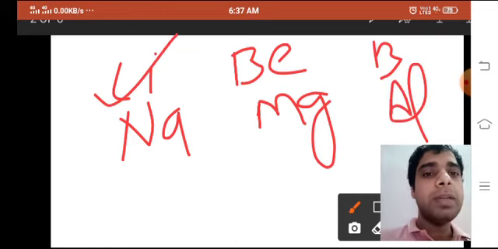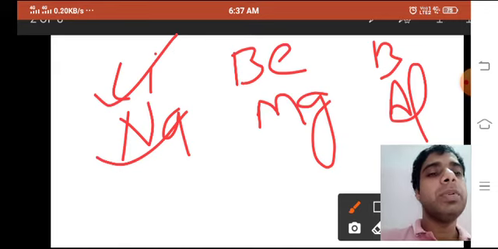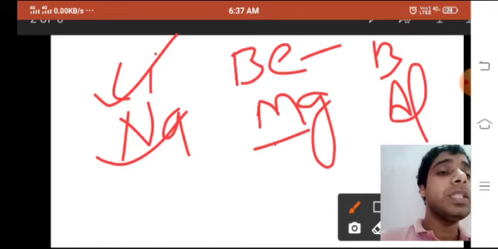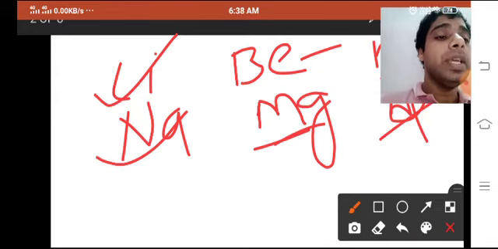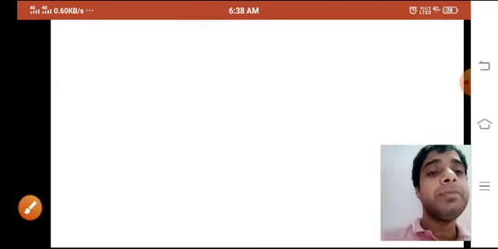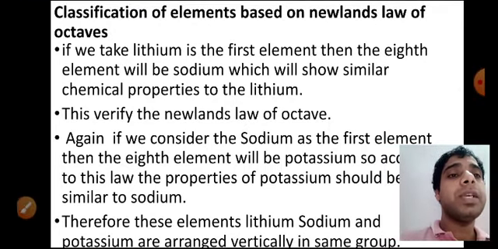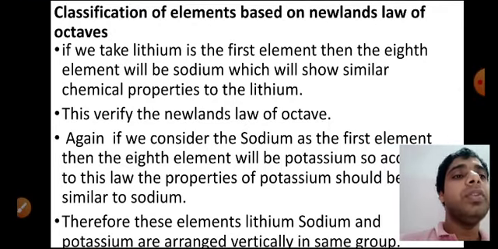So lithium and sodium will show similar properties as it comes under Newlands' law of octaves, and the very first element will repeat its properties with the eighth element. Beryllium will repeat its properties with magnesium because it is the eighth element. Boron will repeat its properties with aluminium, so it shows similar properties. Now you can see the classification of elements based on Newlands' law of octaves. The theoretical explanation is given here.